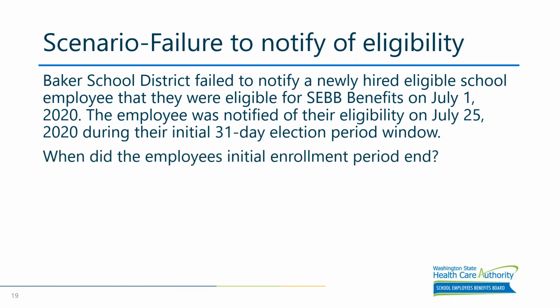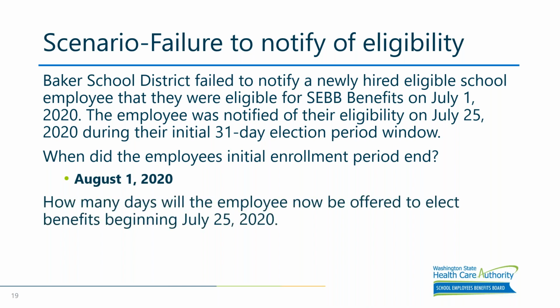When did the employee's initial enrollment period end? Wouldn't that be, so it'd be after the 31-day enrollment period, so it'd be August 1st? Yeah, August 1st. So they're eligible for benefits on July 1st. 31 days later is August 1st. Correct. Thanks, Sarah.